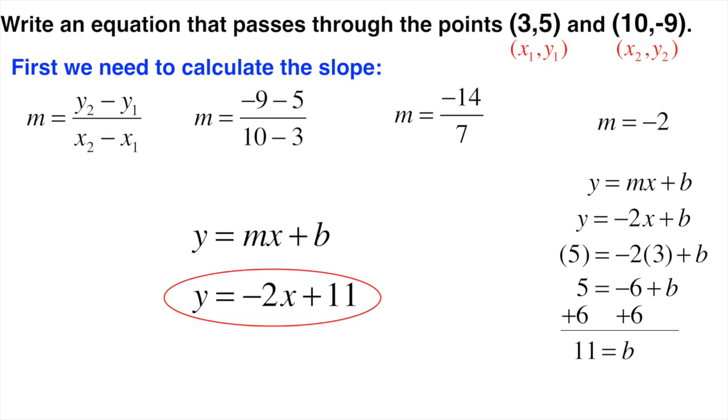And that's my answer. So first we need to calculate the slope. After we get the slope, we're going to pick one point, doesn't matter which one, plug that into our equation here to find b. Then we've got our full equation. This would be my final answer.